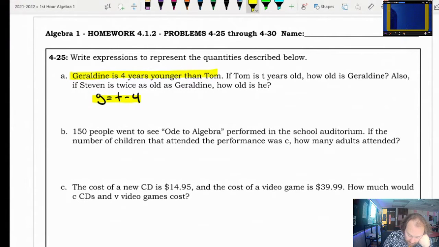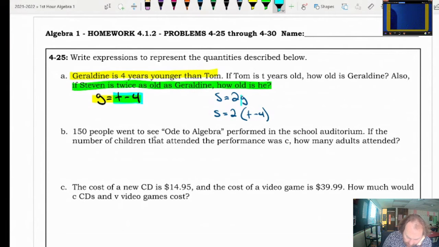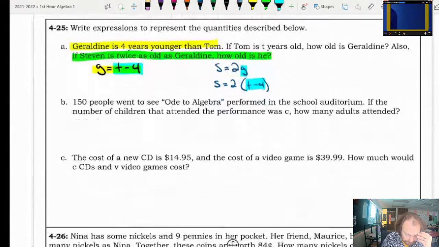Also, Stephen is twice as old as Geraldine. How old is he? So Stephen is 2 times G. S equals 2 times G. You might even write that S equals 2 times T minus 4. If you're feeling kind of advanced, you could plug that in right there. There you go. All we're doing is writing these expressions.